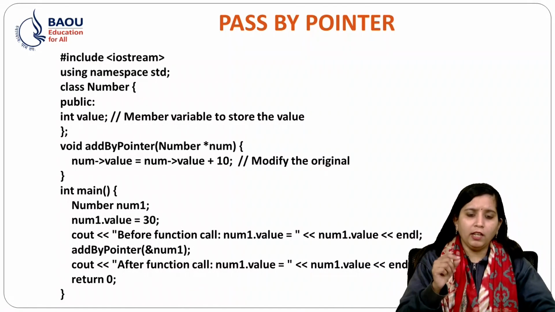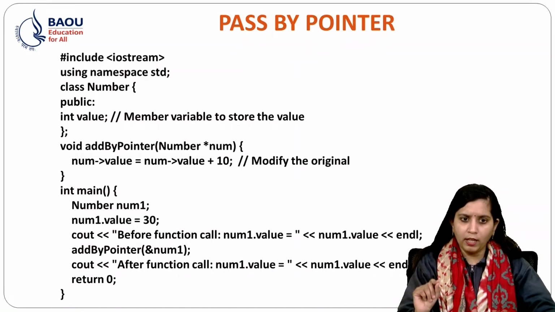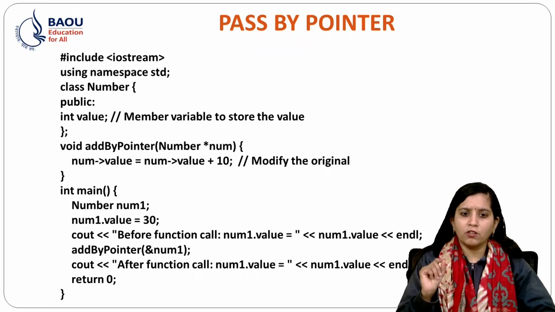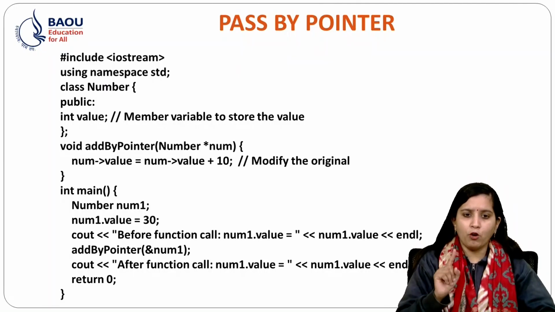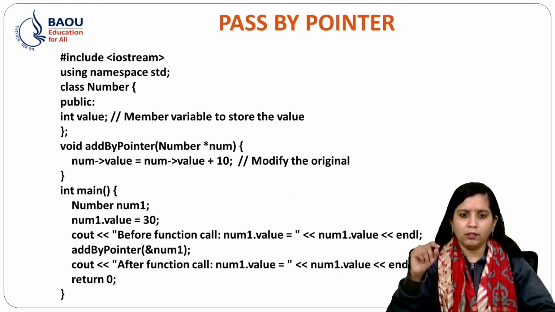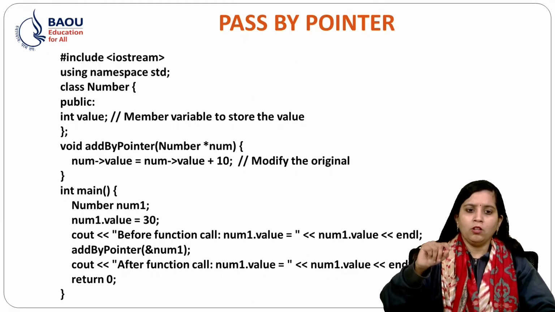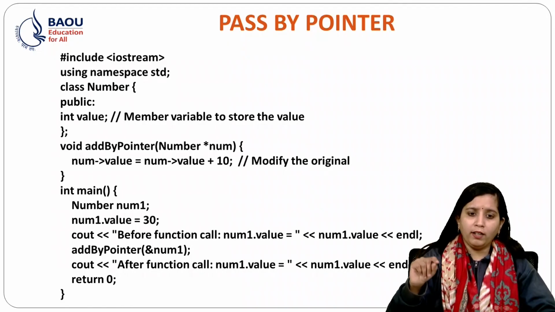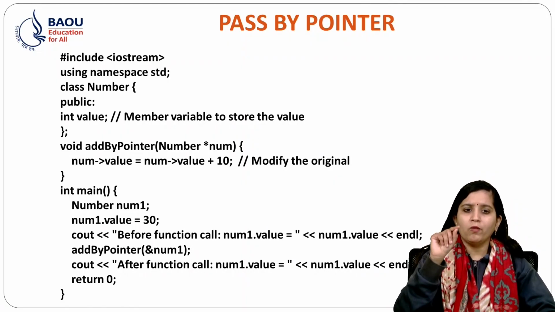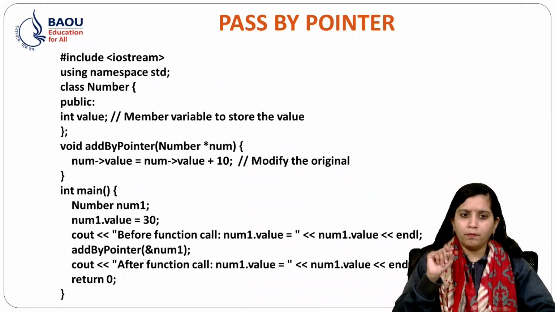So in int main, I have num1.value equal to 30. Before the function call, num1.value is 30, and now I have called the add by pointer function, and in that I am referencing num1. So over here the pointing goes to the void add by pointer function.